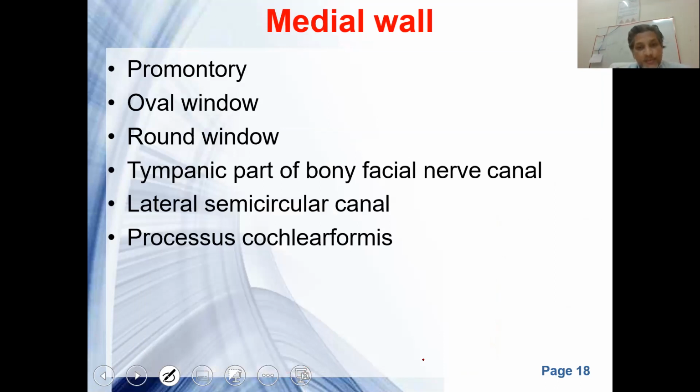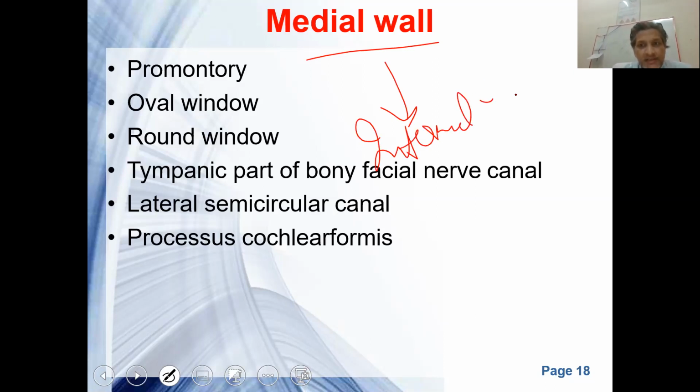This is the most important wall of the middle ear that we are now discussing, and it forms the basis. In order to identify the facial nerve during surgery or even in radiology, you have to have a full length anatomical sense of the medial wall of the middle ear, which is the most important wall. Deep to the medial wall will be the internal ear.